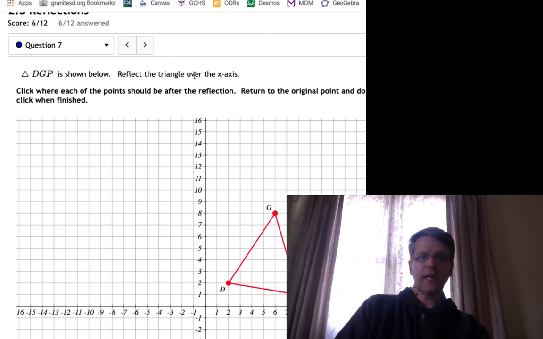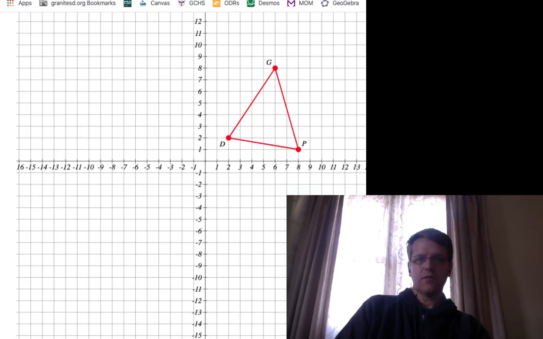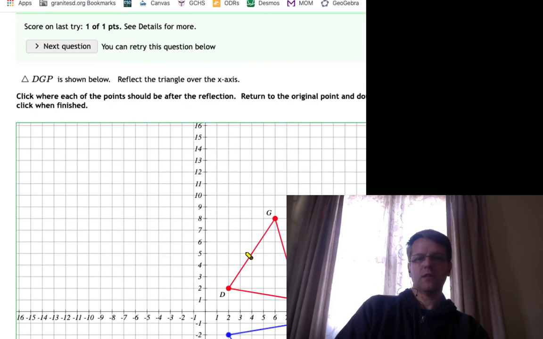And it says reflect it over the x-axis. So where's the x-axis? That's this line right here. So if I reflect it, this is up 2, so I'm going to go down 2. This is up 1, so I'll go down 1. This is up 8, so I'll go down 8. Connect it up, and then click one more time to finish it off. And submit. Very good.